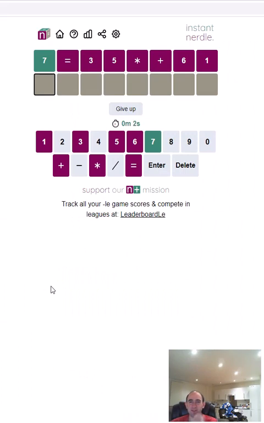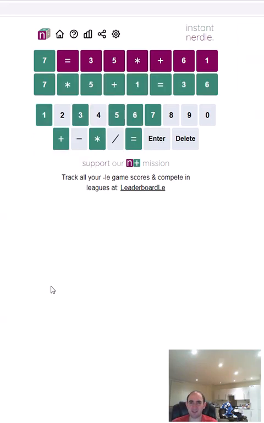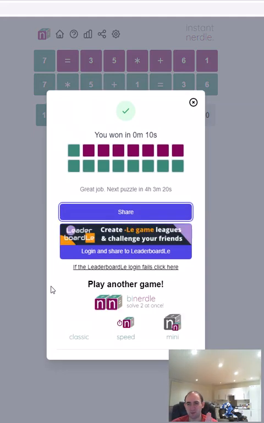What are we going to do here? Oh, something times something plus something. 7 times 5 plus 1 equals 36, yeah. Or, there were 2 symbols. I think it's easier when there's 2 symbols. So there was a times and a plus. So I saw that almost instantly. 10 seconds. Pretty happy with that.